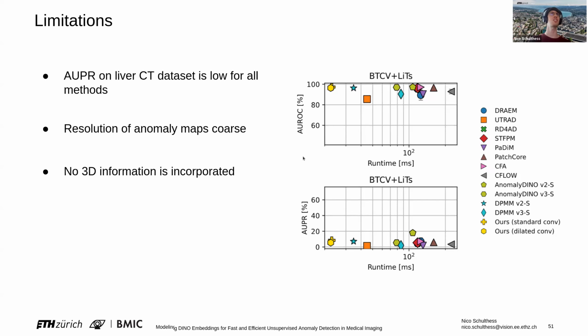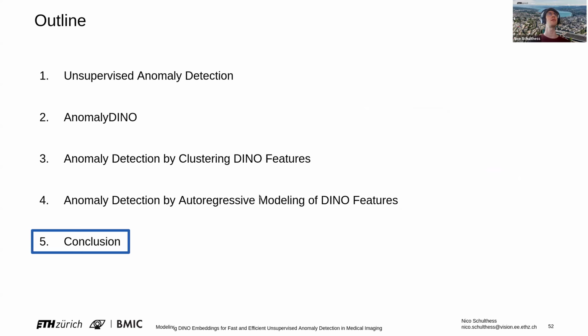Another limitation is that so far no 3D information, which is, for example, present in the brain MRI datasets, is incorporated at all. And this would definitely be beneficial for anomaly scoring further down the line. So yeah, these are the main limitations I would say so far.